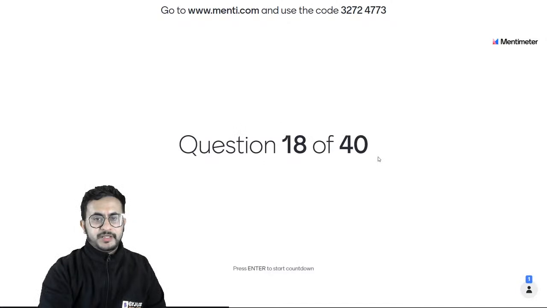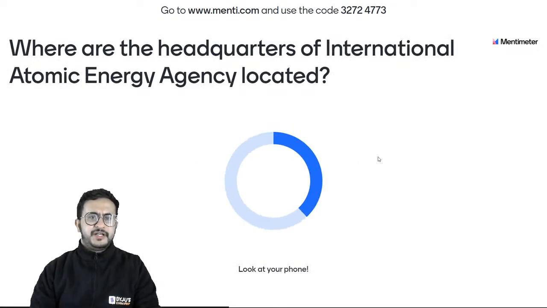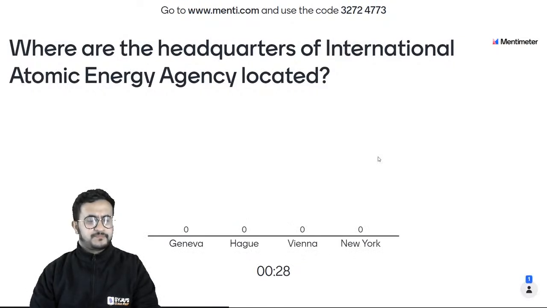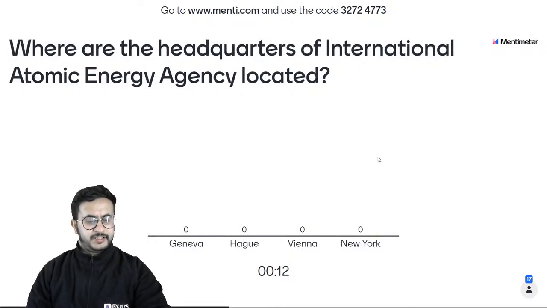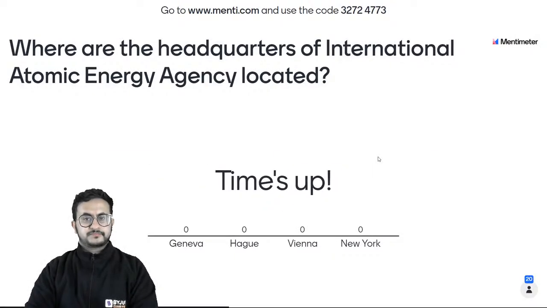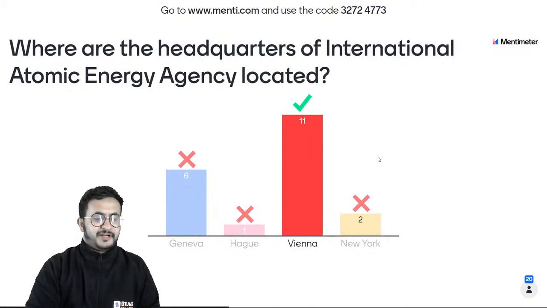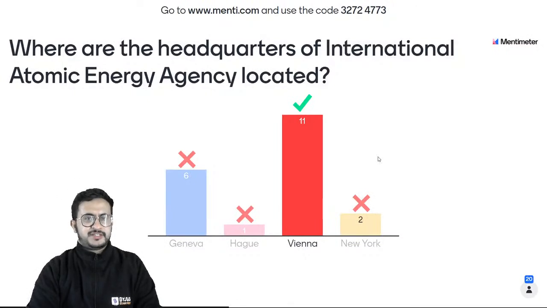Here's question number 18. Where are the headquarters of the International Atomic Energy Agency located? IAEA, Geneva, Hague, Vienna, New York. Headquarters of IAEA. Time's up. The right answer is Vienna. Vienna, the capital of Austria. Geneva is home to many international organizations, but the IAEA, Atomic Energy Agency, has its headquarters in Vienna.